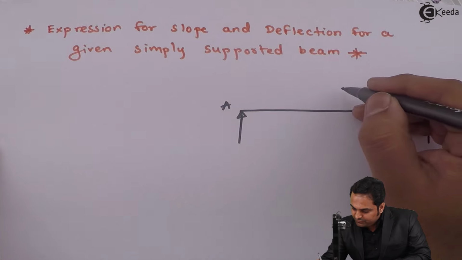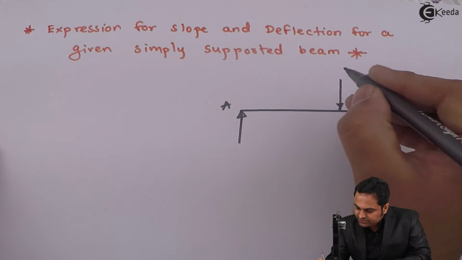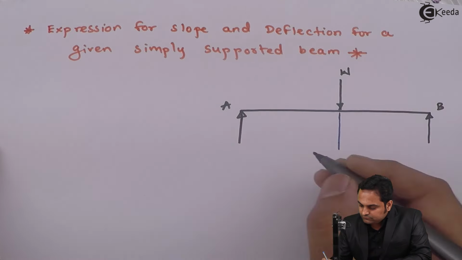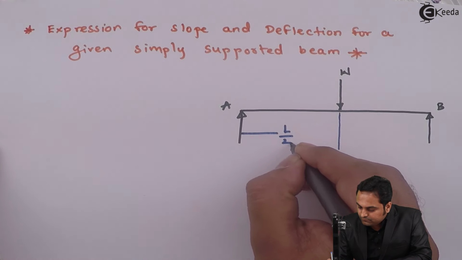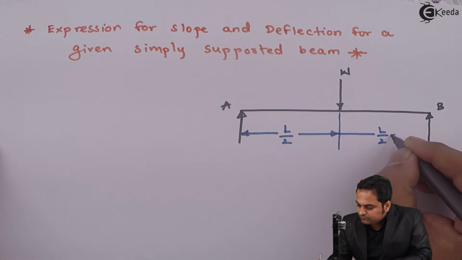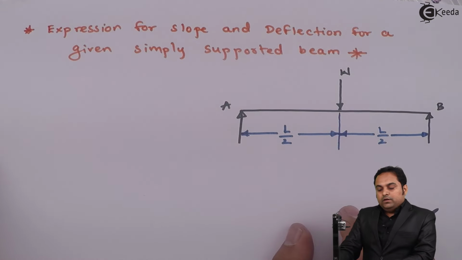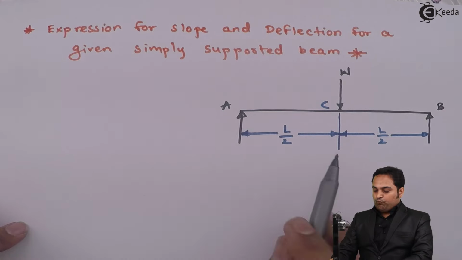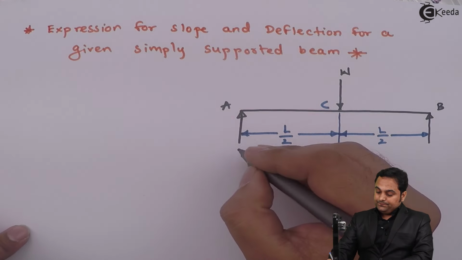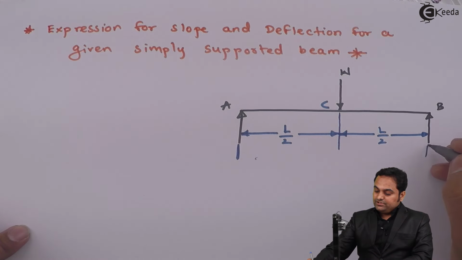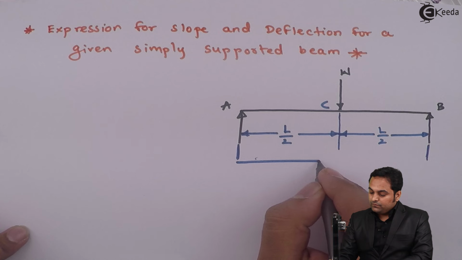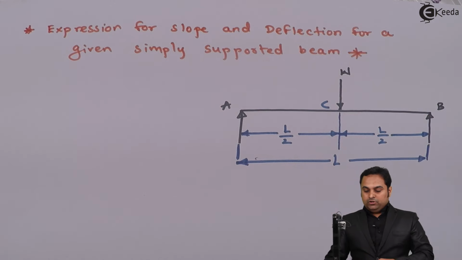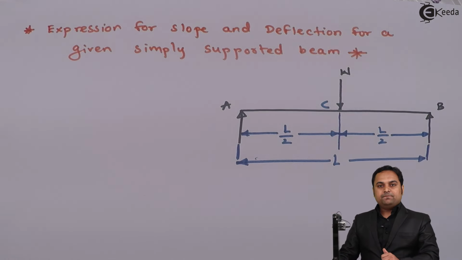Here I am considering a simply supported beam which is carrying a point load W. Now, here I am considering that the load is acting exactly at the center. If the length of the beam is capital L, then at L by 2 distance from each of the supports, we are having the point load W. Now for such a beam, we need to find the slope and deflection equation.